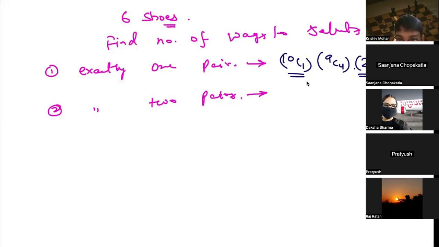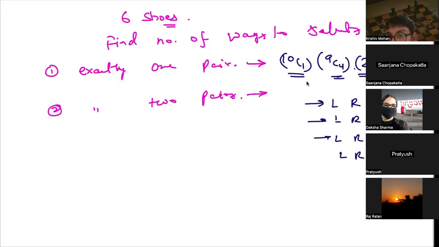Sir, why multiply it by 2 to the power 4? Every pair has 2 options, either the left one or the right one. For these 4 cases, either I have to select the left or the right one. So I have 2 options for this, 2 options for this, 2 options for this, 2 options for this. So all have 2 options, so this will be power 4. Right? Yes.